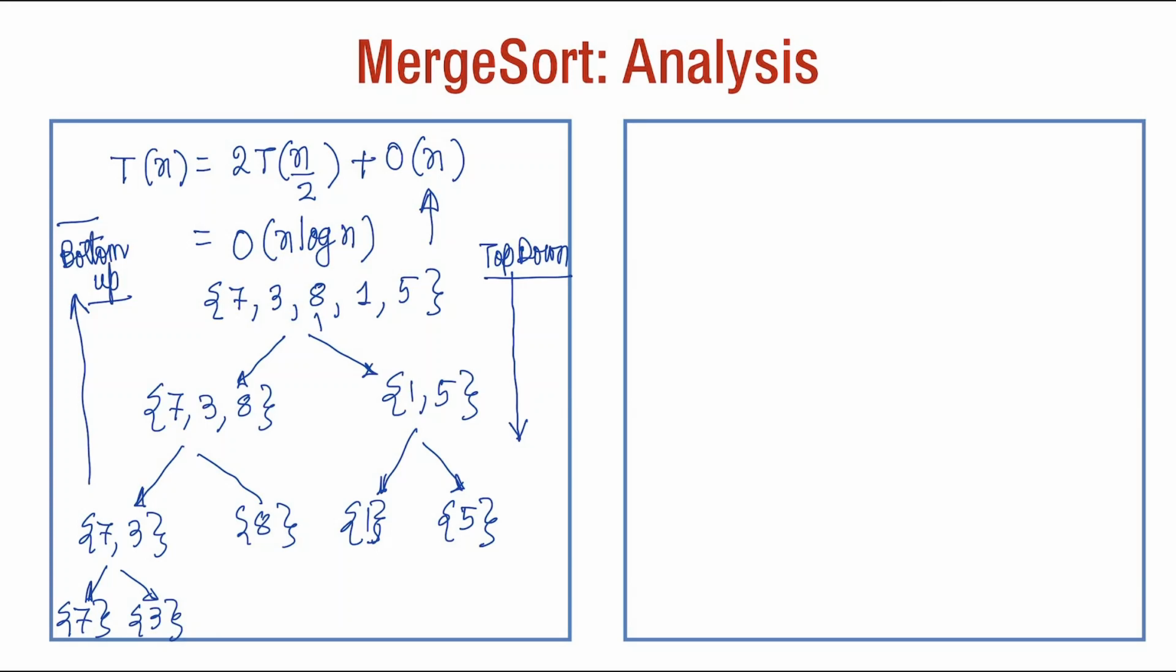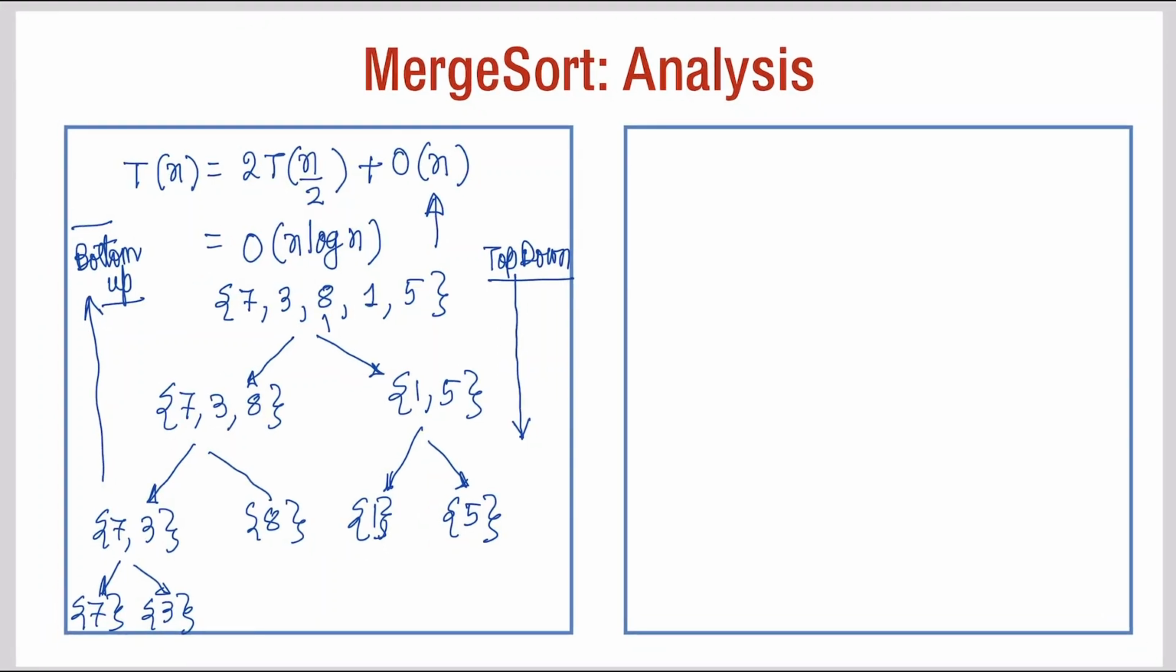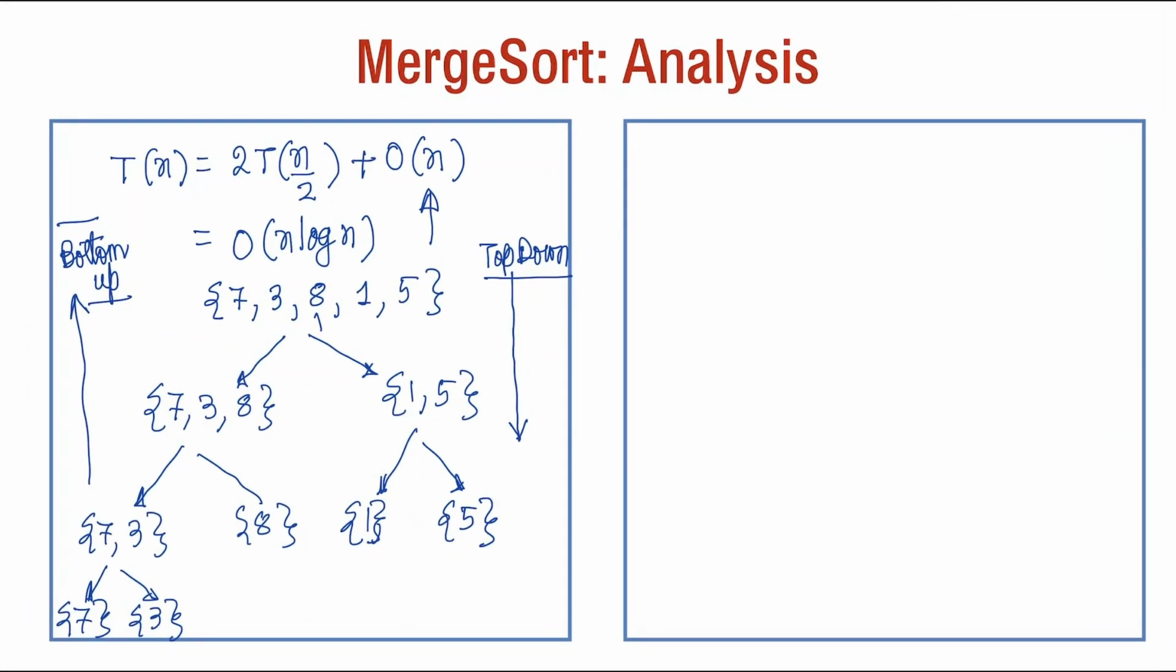And how would the bottom-up algorithm work? If we look at the problem, we have got 7, we have got 3, we have got 8, we have got 1, we have got 5. And once you understand the way in which pairwise combination at every level is done, you can see that these two will combine to form 7, 3. Let us say these two can combine to form 8, 1.